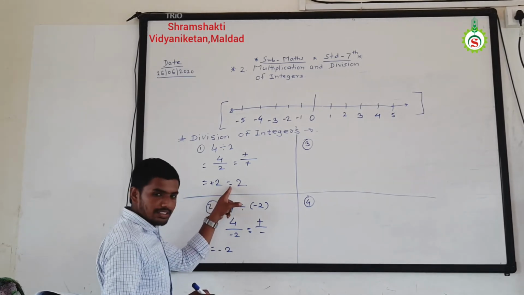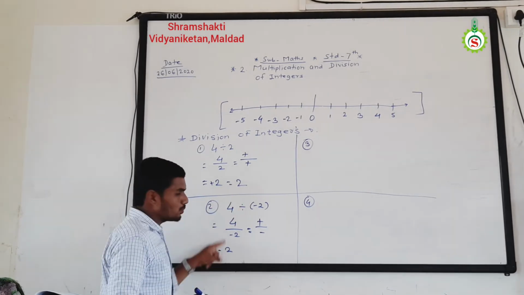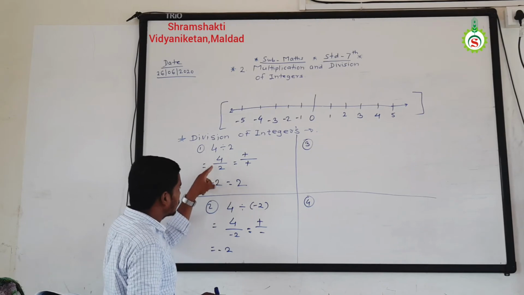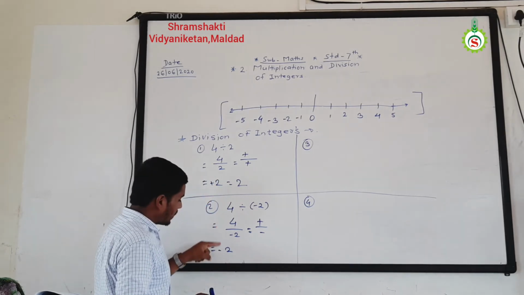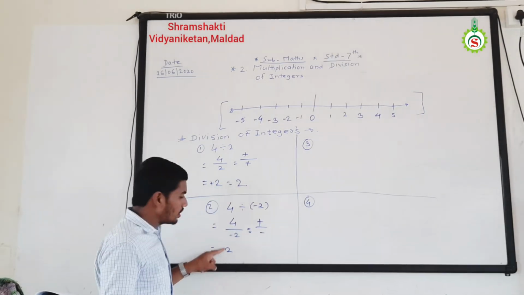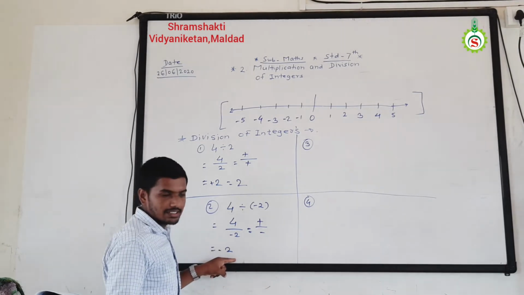Here the answer is plus 2. Here the answer is minus 2. Why here is plus 2? Because both numbers having same sign. And why here is the answer minus 2? Because both numbers having different sign.